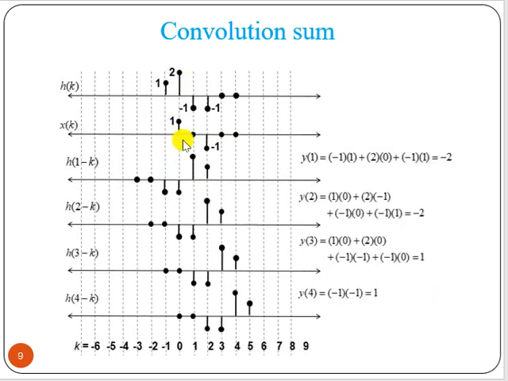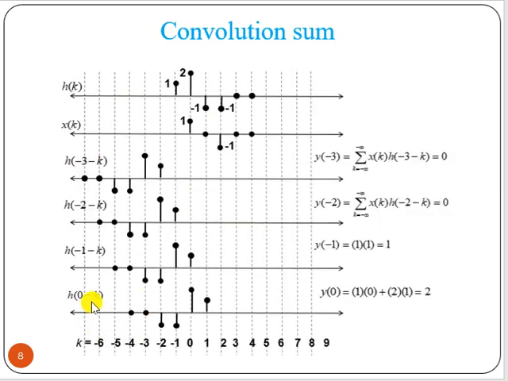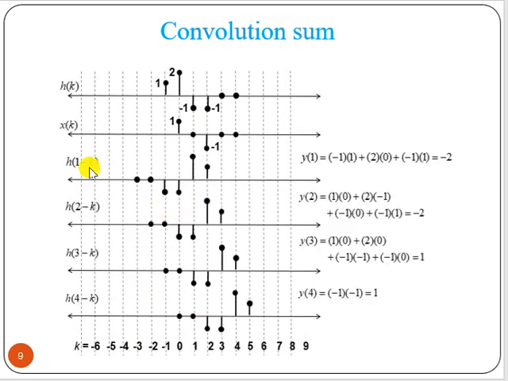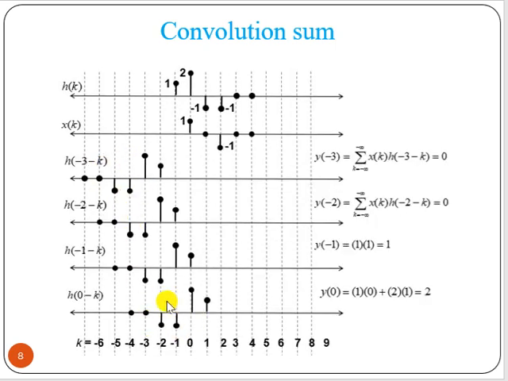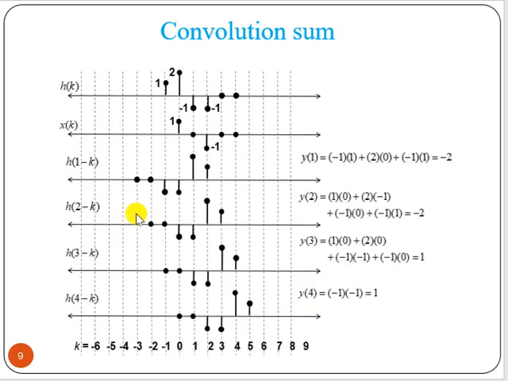Similarly, h of 1 minus k. That means h of 0 minus k, we have to shift it by another 1 unit. If you shift that, we can see these three data are overlapping with each other, right? So if we cross multiply that, we will get the result.